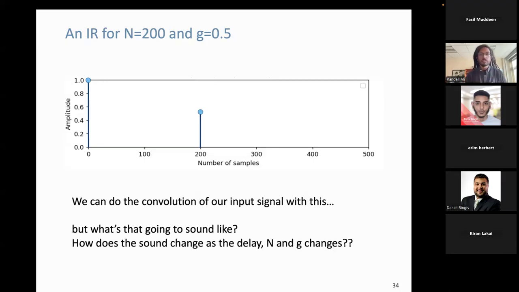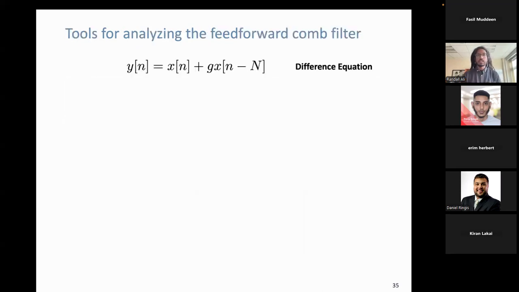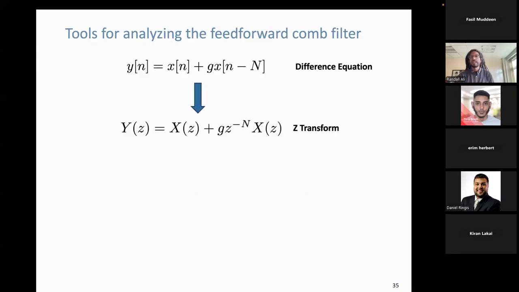And then you can start to go into computer programming to understand what's happening. And I'll show you that in a second. But I just want to say that to get some more mathematical insight into those questions, you rely on all of the tools that you've learned in this course. So one, you have got the difference equation. I can use a Z transform and transform this. It's pretty simple, right? Y of z is equal to X of z plus g times z to the power of minus n times X of z. So that delay is just represented by z to the power of minus n.